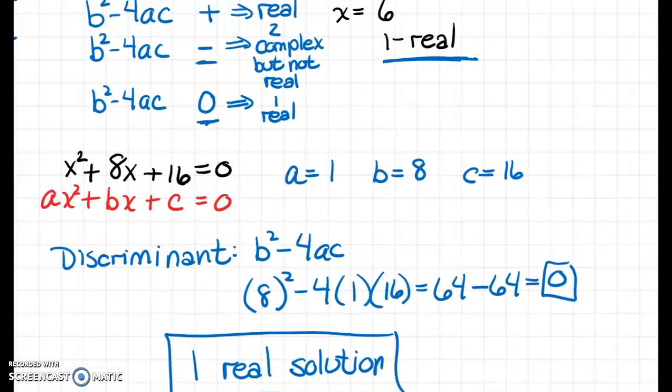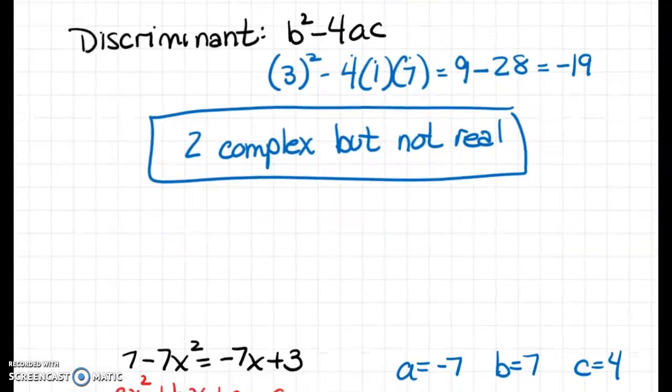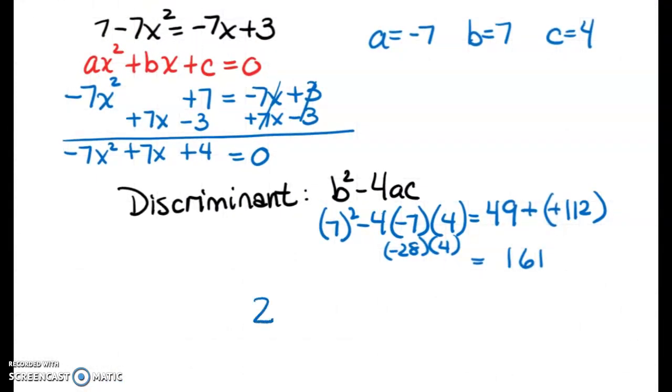So what does that tell me in my table up here? That tells me I have 2 real solutions. Okay, both of my solutions I can find on a number line. 2 real solutions.